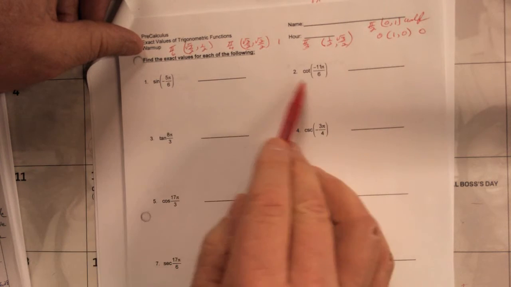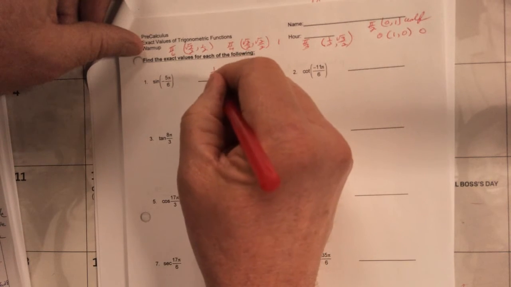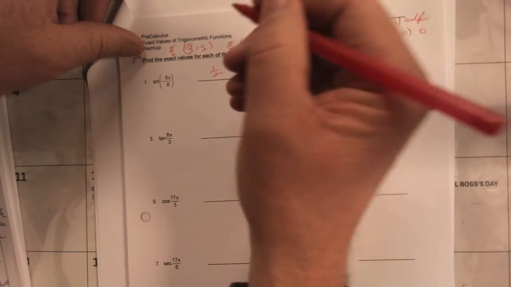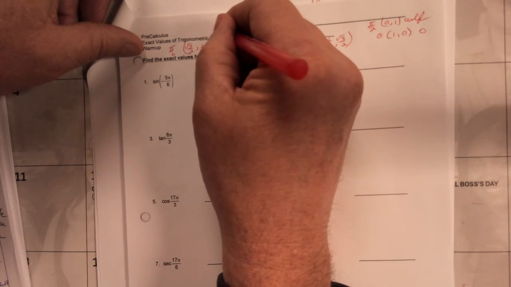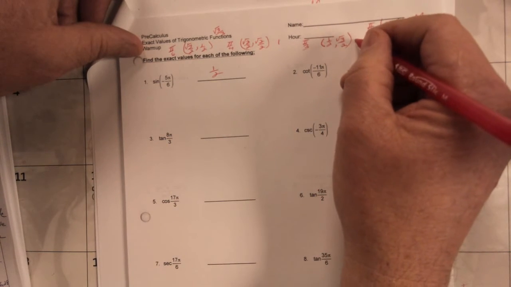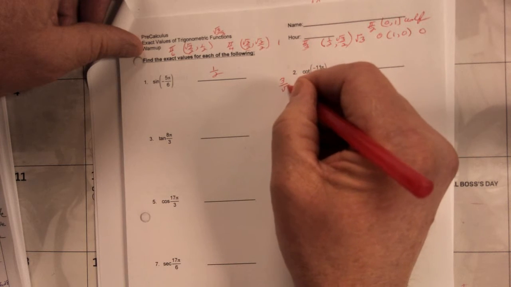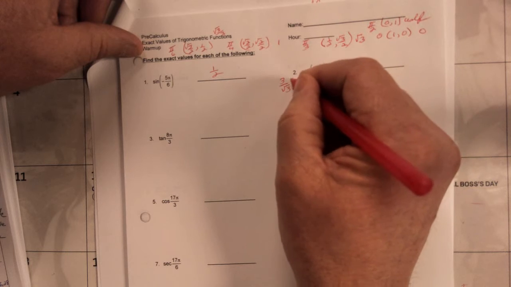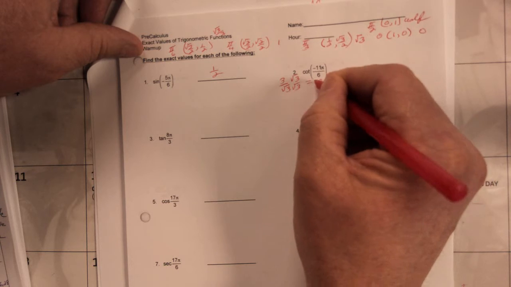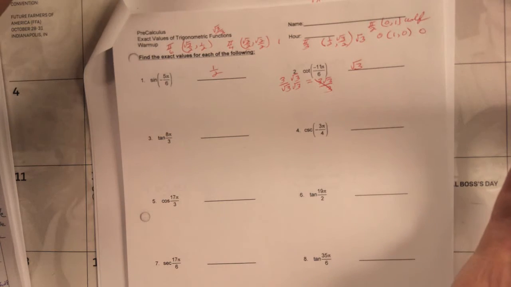See these pi over 6s here? I know the sine is 1/2. I know the tangent, which I didn't write up here, is root 3 over 3. The cotangent's the reciprocal of root 3 over 3, and this is root 3 right here. So you should note that if you do the reciprocal of root 3 over 3, you rationalize it, it's 3 root 3 over 3, which is root 3. That's how quick you can sort of do this stuff.